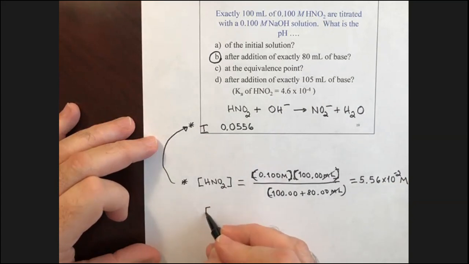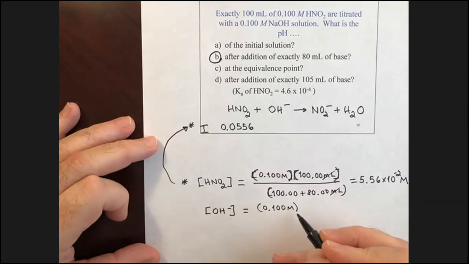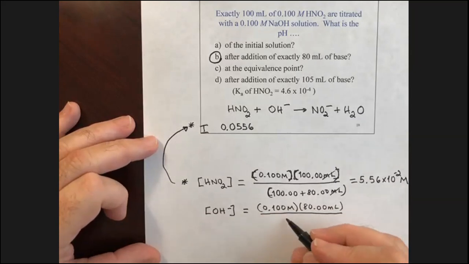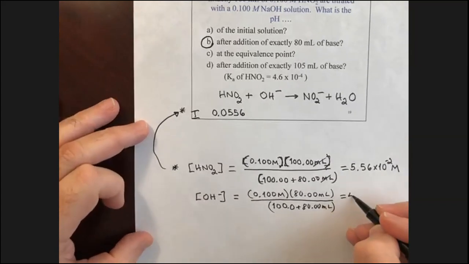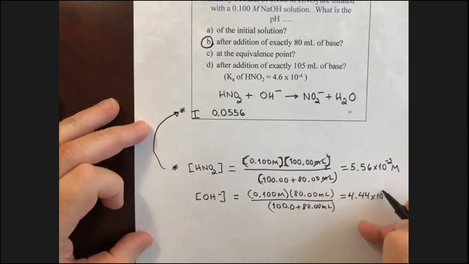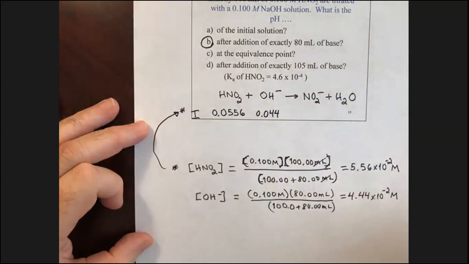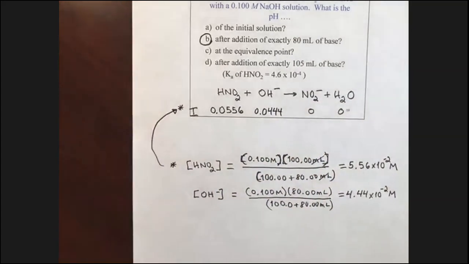Okay, let's see what it's going to be for the hydroxide ion concentration. So this solution is similarly 0.100 molar, but we are adding 80 milliliters, and that's going to be diluted into 100 plus 80 mLs. And this is going to be, again, I'm skipping the calculations here, guys, 4.44 times 10 to the minus 2 molar, which would then make this 0.0444 molar. And of course, in our initial conditions, we're still not reacted.